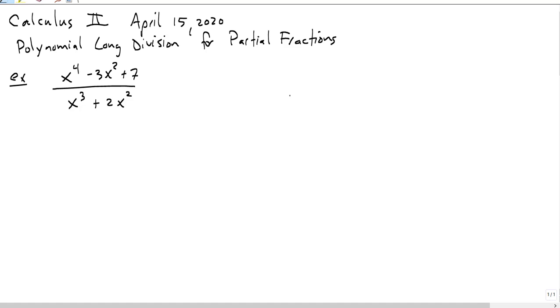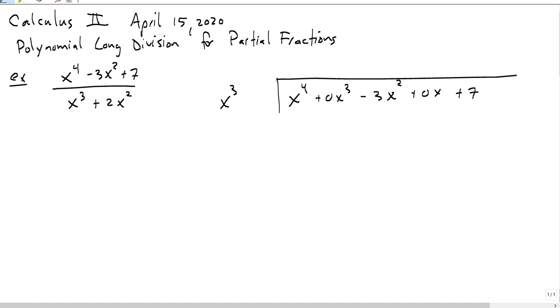Now don't forget, it is x to the fourth plus no x cubed minus 3x squared plus no x's plus 7, all being divided by x cubed plus 2x squared. A lot of people get them mixed around. The denominator is what is dividing.